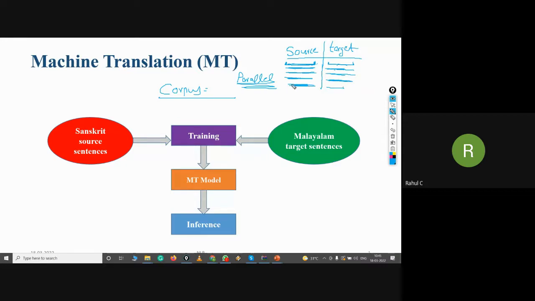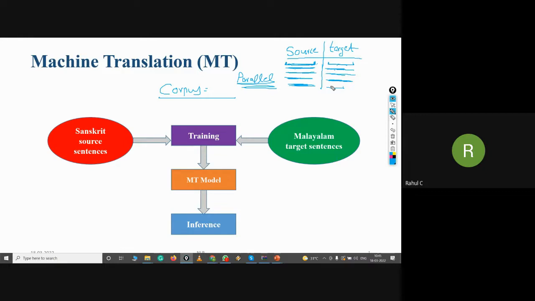If you can collect the maximum number of sentences, the translation efficiency is also high. But never think about designing a neural network if you have only 10,000 or 20,000 data. At least you should have a minimum of 50,000 sentence pairs. If you can increase the size of the corpus, normally the translation efficiency will also be better. That is the case.